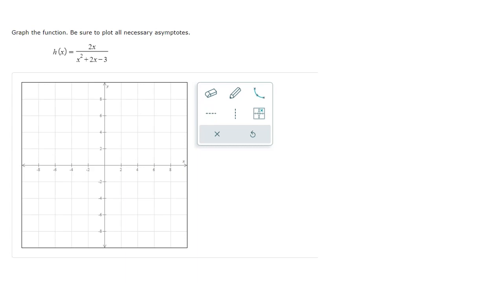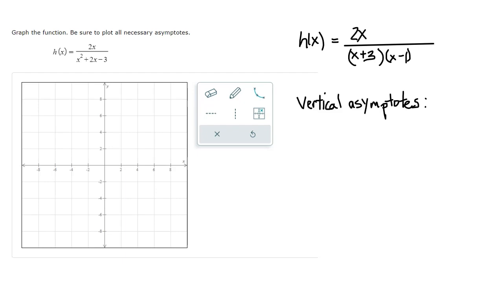This was a question from the homework, and you're asked to graph a function in ALEKS. It says be sure to plot all necessary asymptotes. So the first thing we have to do is to find those asymptotes. So when I factor the denominator, I see the vertical asymptotes are where the denominator is 0.